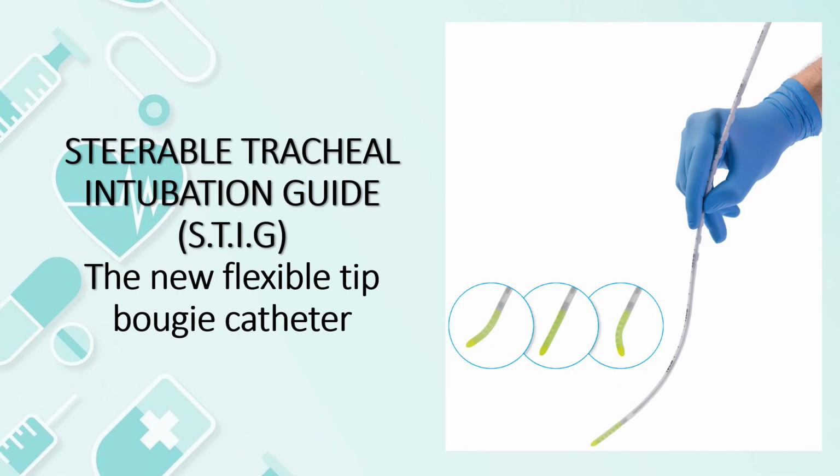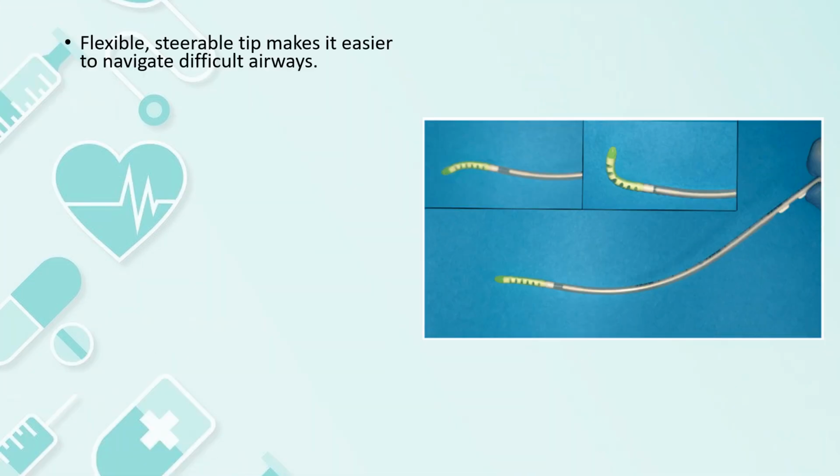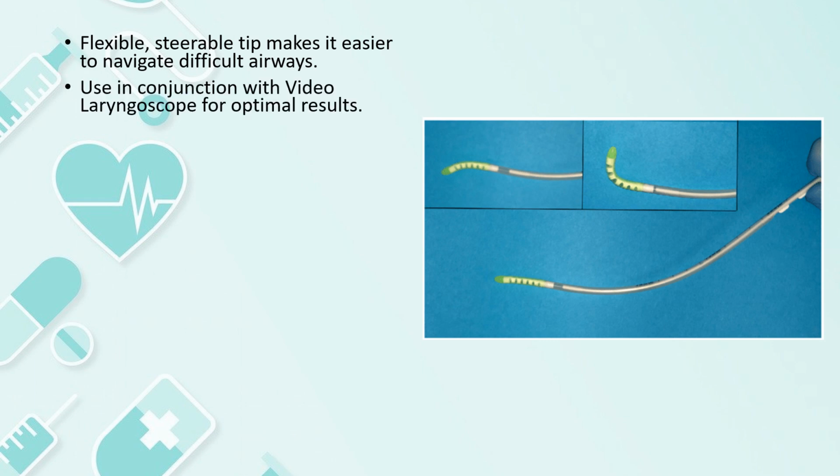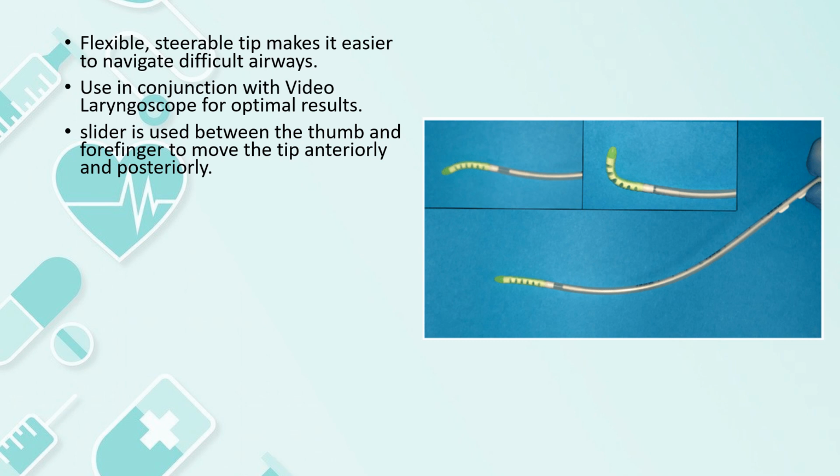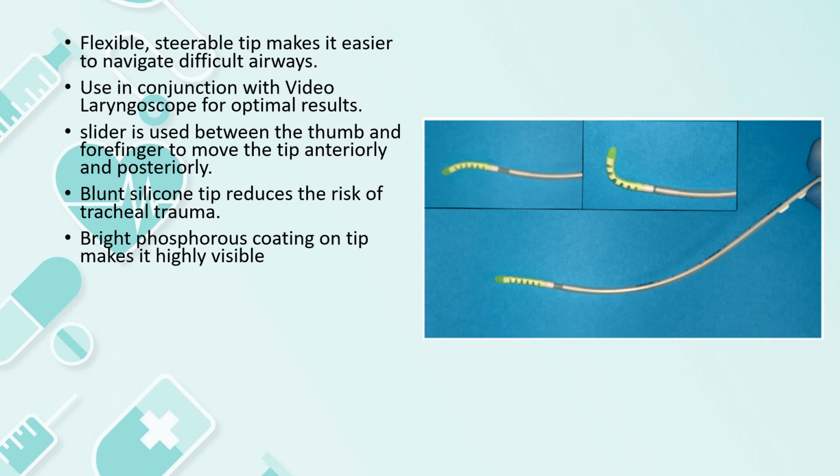The steerable tracheal intubation guide, or the new flexible tip bougie catheter. The flexible steerable tip makes it easier to navigate a difficult airway. Use it in conjunction with video laryngoscopy for optimal results. A slider is used between the thumb and the forefinger to move the tip anteriorly and posteriorly, and the blunt silicone tip reduces the risk of tracheal trauma. A bright phosphorus coating on the tip makes it highly visible.